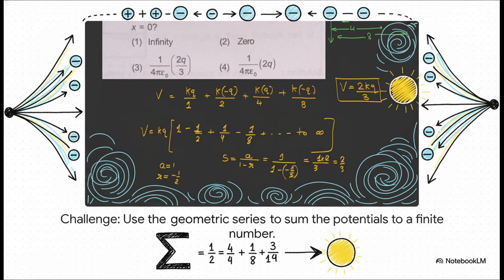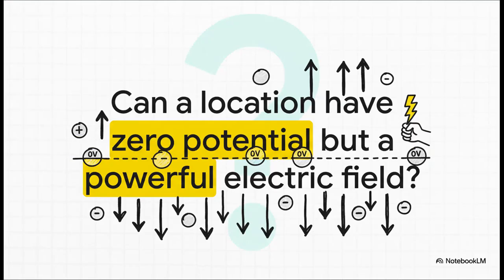I mean, how on earth do you find the total potential from an infinite line of charges? It seems like it should be infinity, right? But because the charges alternate signs and they get farther and farther away, their potentials happen to form exactly the kind of infinite series we just talked about. We use our formula, we sum up infinity, and we get a single finite number. Just amazing.